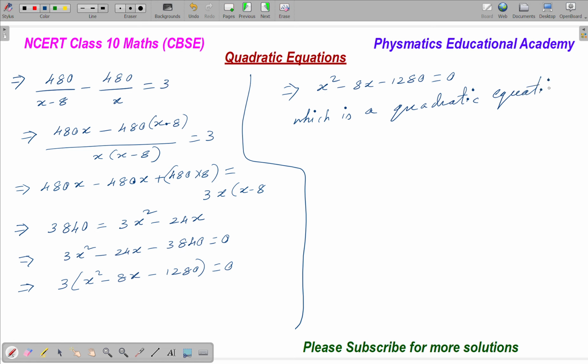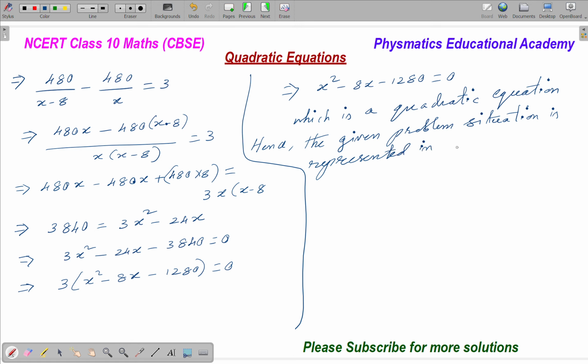Hence, the given problem situation is represented in the form of a quadratic equation. That is sub question number 4 of the main question 2 under exercise 4.1.